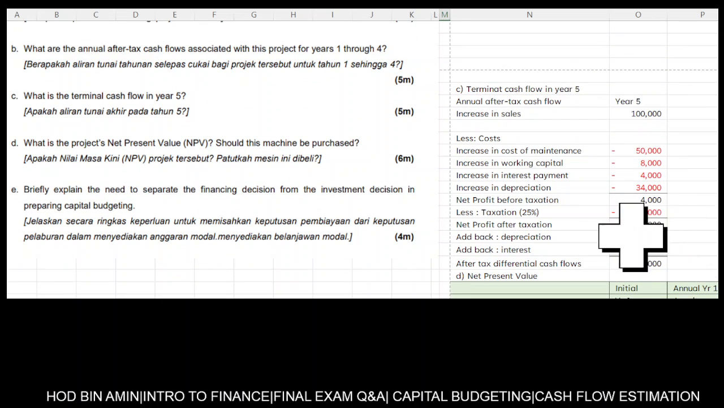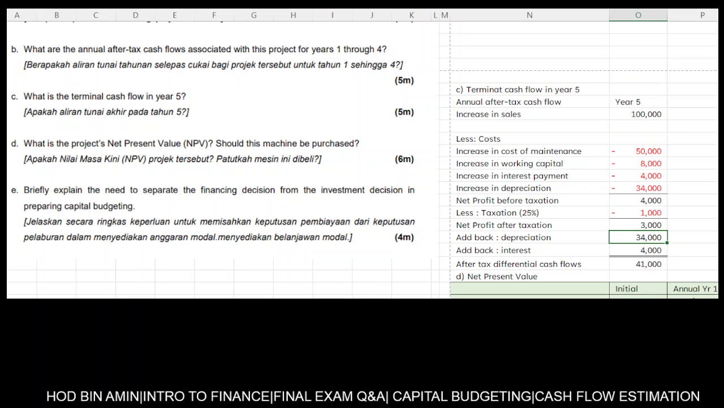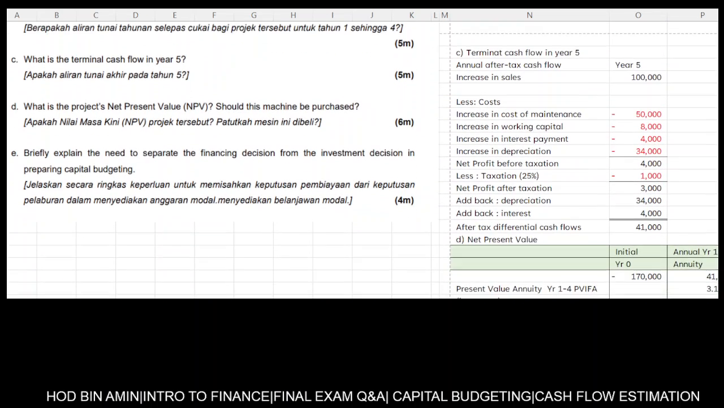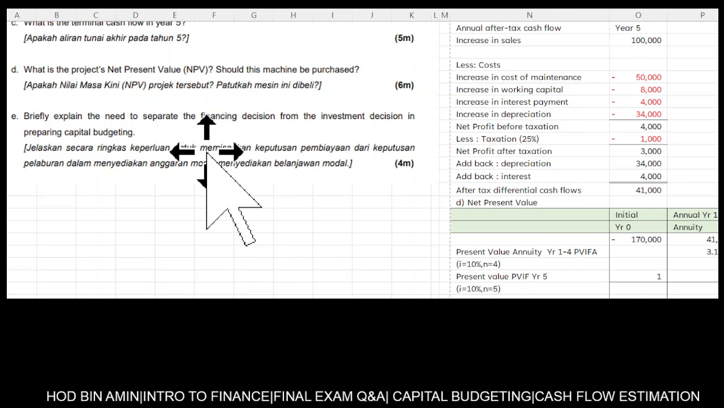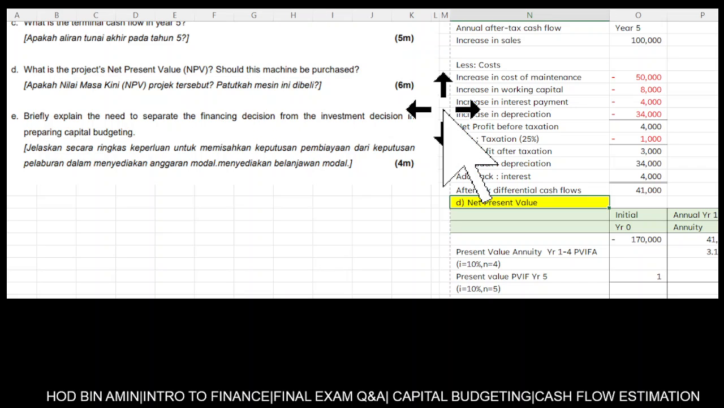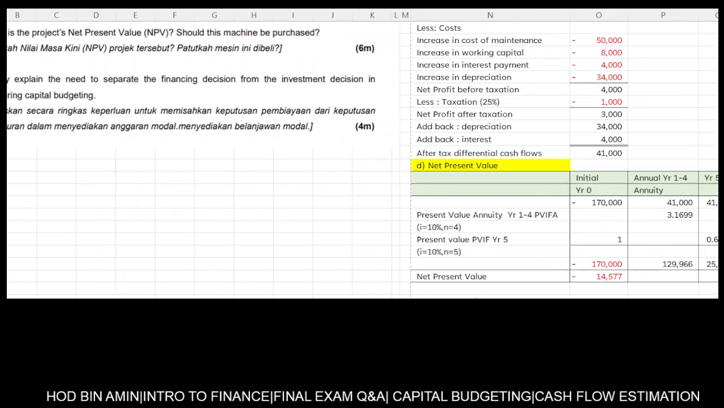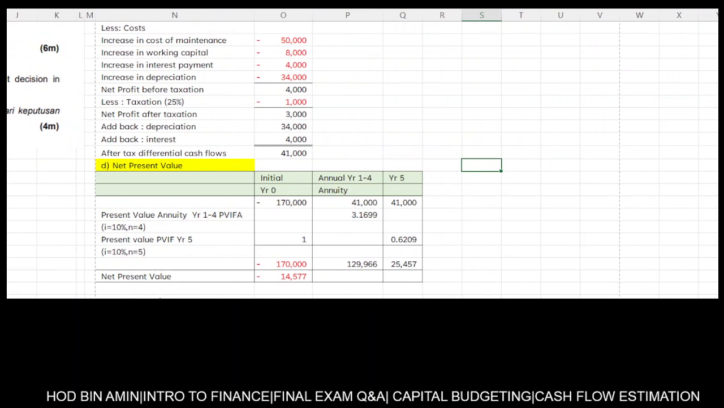The figure is slightly the same, or exactly the same: 40,000, 41,000. Then question D is to calculate the net present value. This is a very important question. For net present value, you need to calculate the present value.